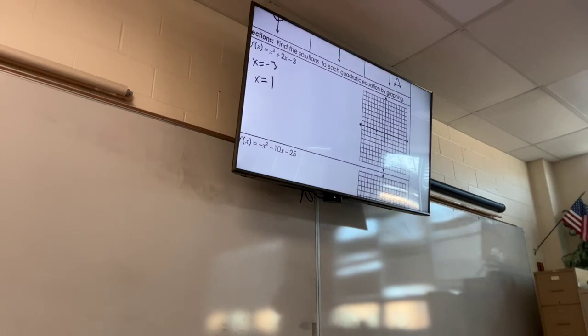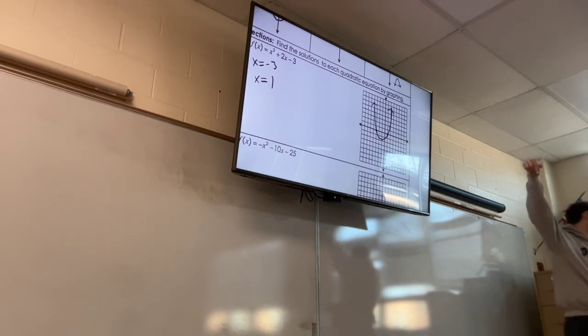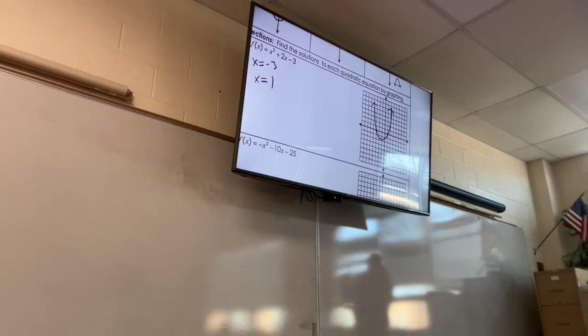You don't have to do it. Does it matter how long the U goes down, or does it matter where the x is? Make sure it's facing the right way, and then make sure it crosses at the right spots. How do we know if it goes up or down?